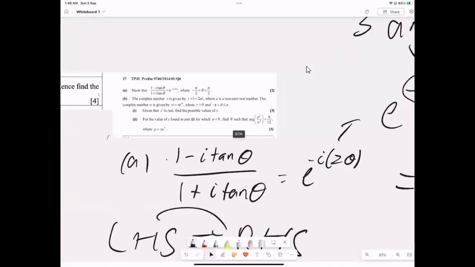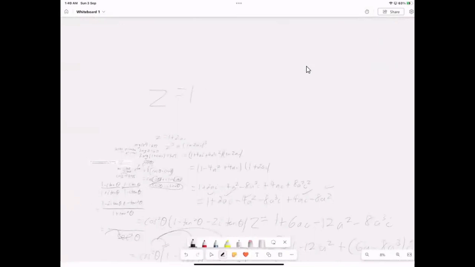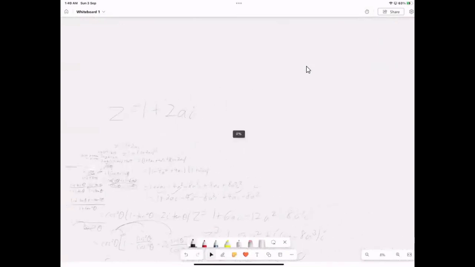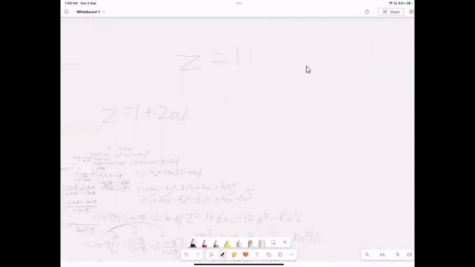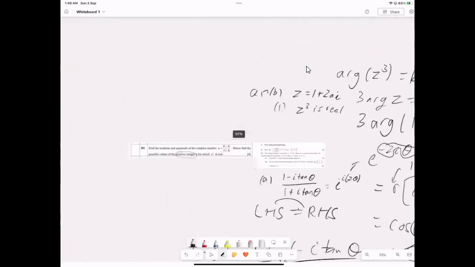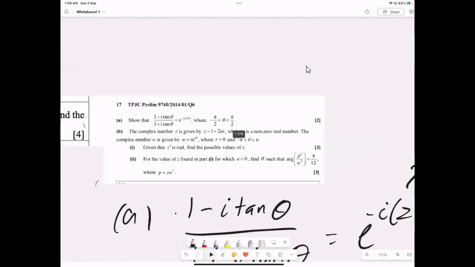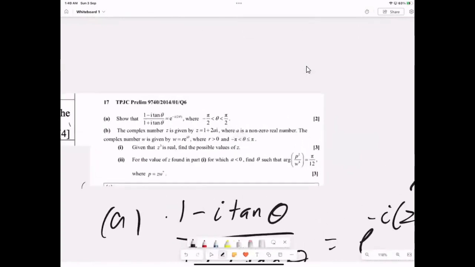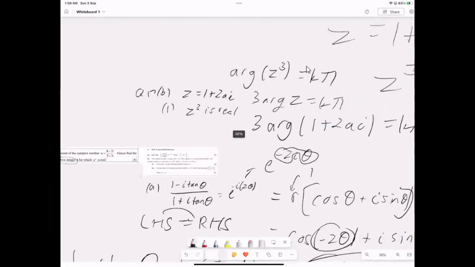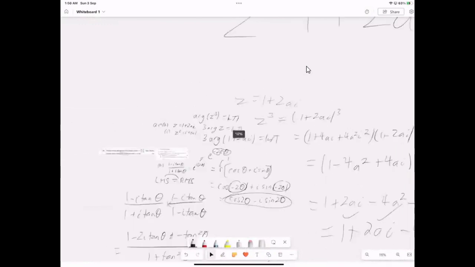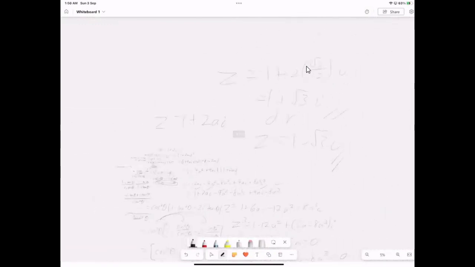So z is 1 plus 2ai. So z can equal 1 plus 2 times square root 3 over 2 i, which equals 1 plus square root 3 i, or z equals 1 minus square root 3 i. Unless they state that z is something different, these are the possible values of z. So yeah, we got it.